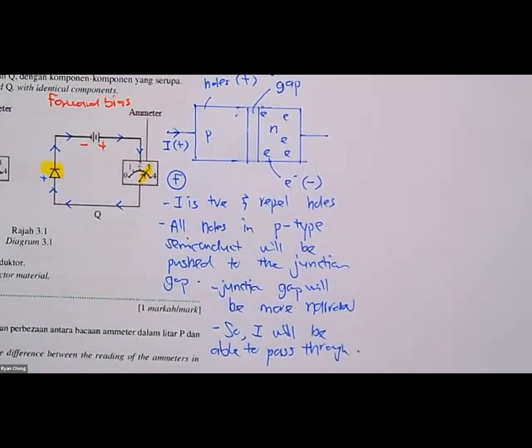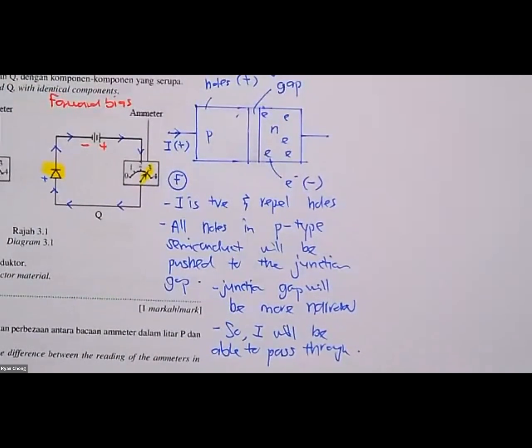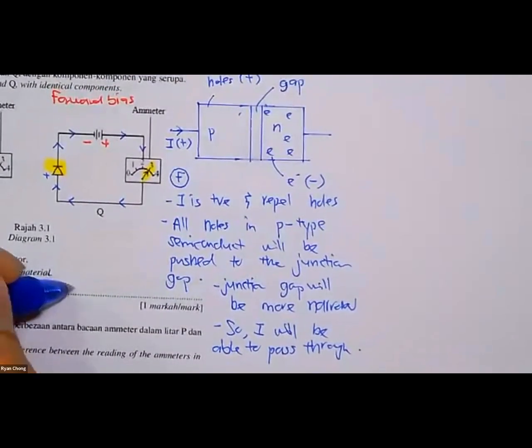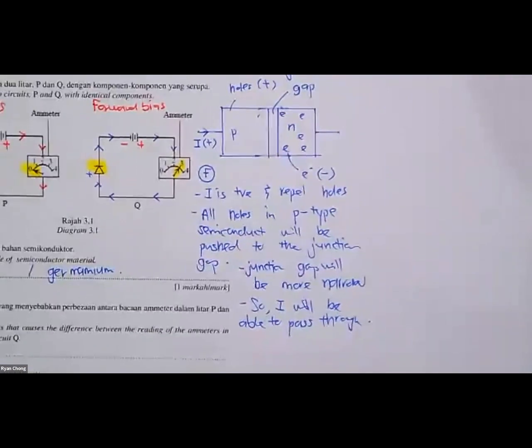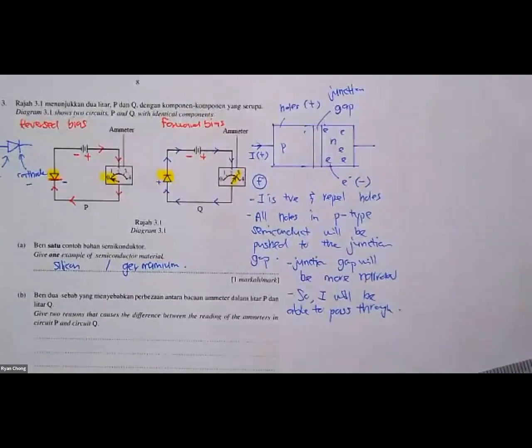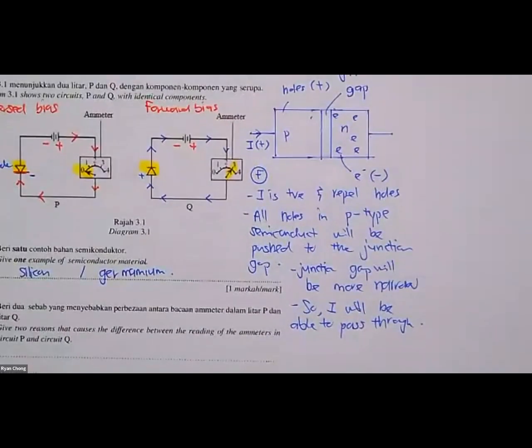State one type of semiconductor. The most common semiconductor, you can have a few of them, silicon or germanium. These two are the most basic semiconductors that we have. Silicon or germanium. Some students will ask, teacher, can I use the symbol? For physics, better you don't use the symbol. We assume the marker knows silicon is Si, but you write the full name, it is much safer.